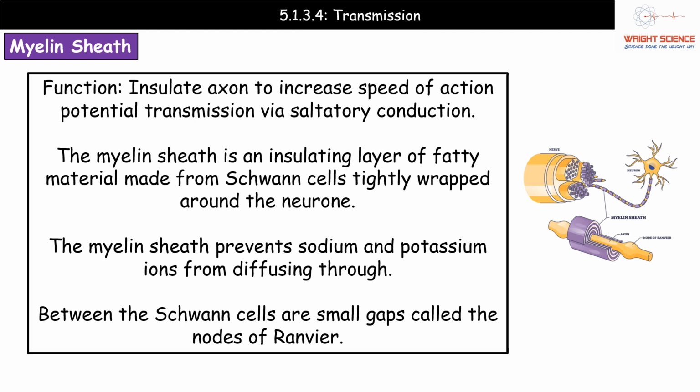Before we move on to the other method of transmission in the neuronal system, what we're going to have a little look at is a structure, the myelin sheath. This is hopefully something we heard about back at GCSE, and you were probably told it's all about insulating the nerve cells, okay? Now, we're going to upgrade that ever so slightly because we are now A-level scientists and not GCSE, and we're going to describe the function of that myelin sheath as insulating the axon to increase the speed of action potential transmission via saltatory conduction.